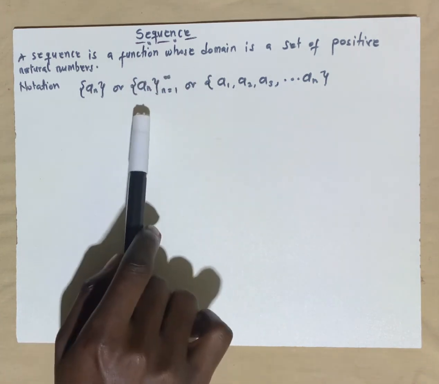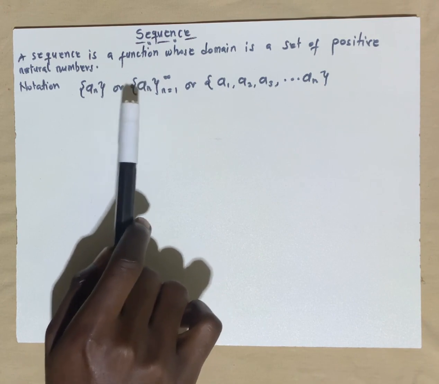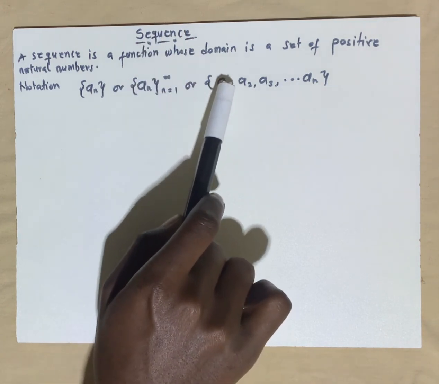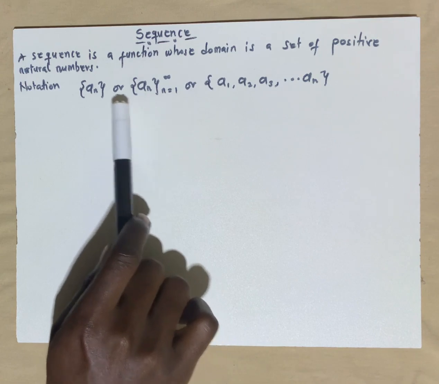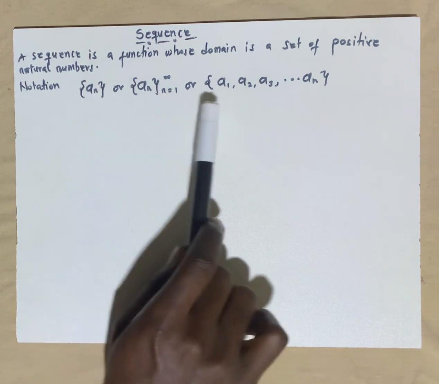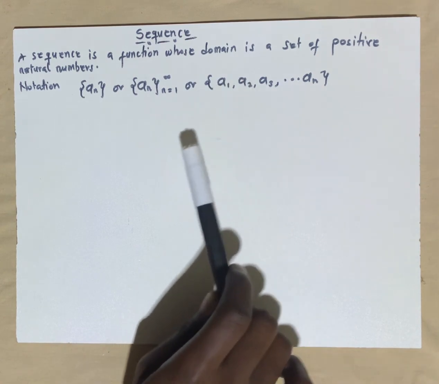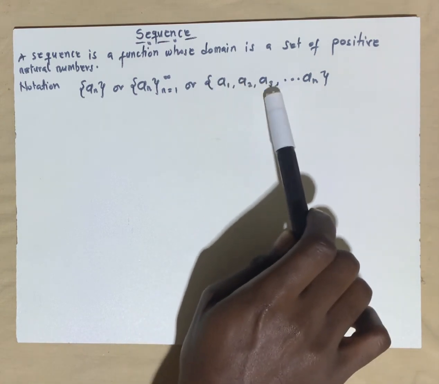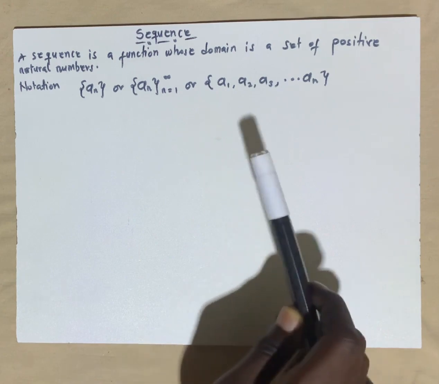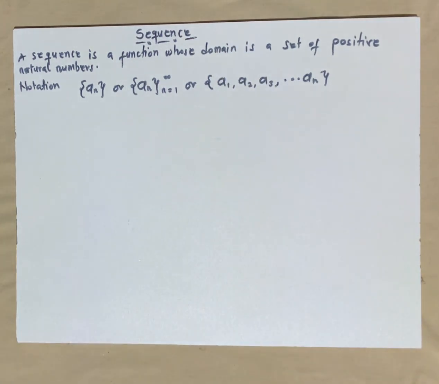Any natural number you place into the sequence is going to give you a subsequent term. So when you put 1 into this sequence, you are going to get a sub 1. When you put 2 into this sequence, you are going to get a sub 2. When you put 3 into this sequence, you are going to get a sub 3, so on and so forth like that. Very good. So let's look at some types of sequences.